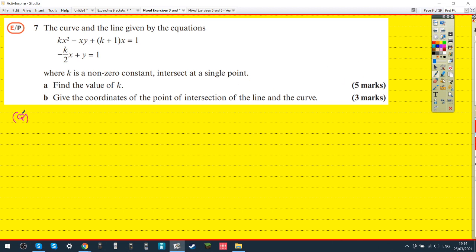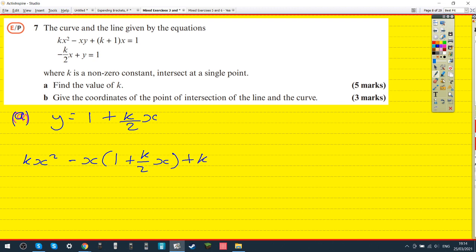And so, what would you do? Plus k over 2x on both sides. Well done. Yeah, make y the subject. Go on. Yeah. Which gives you y equals 1 plus k over 2x. And you'd get kx squared minus x brackets 1 plus k over 2x close brackets, and then k plus 1 x equals the 1. Yep. That's easy. Alright.